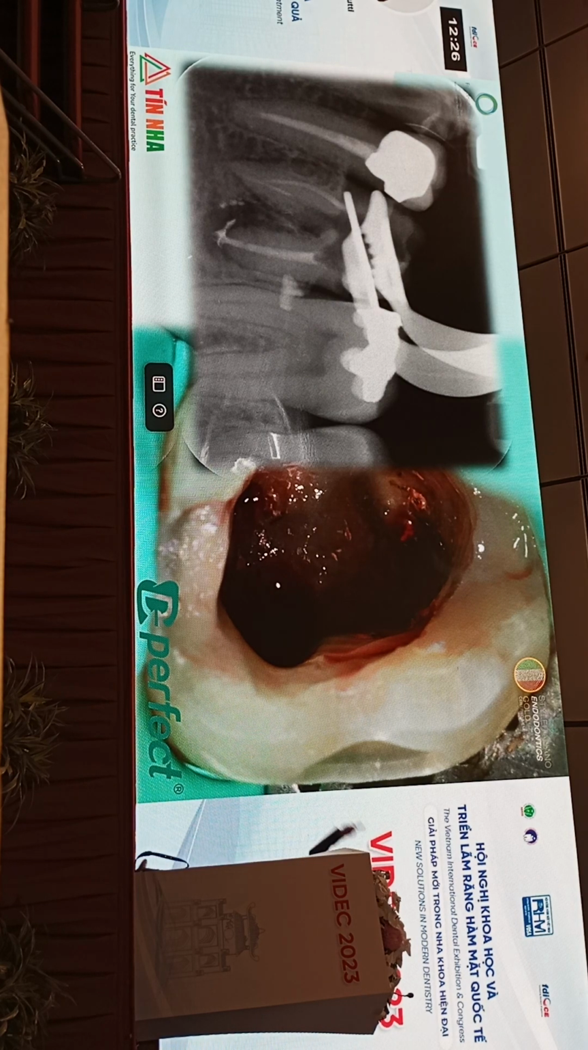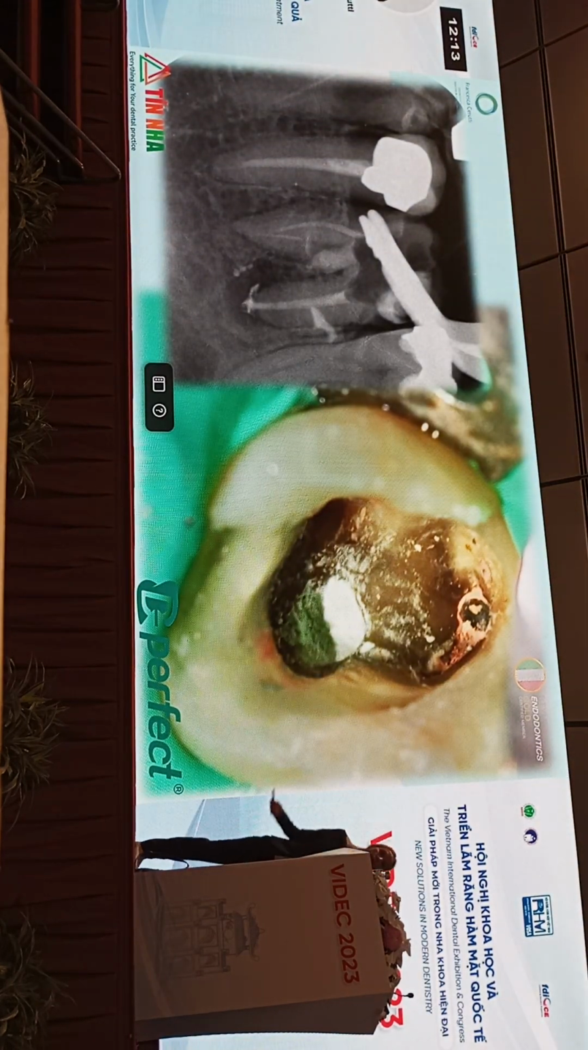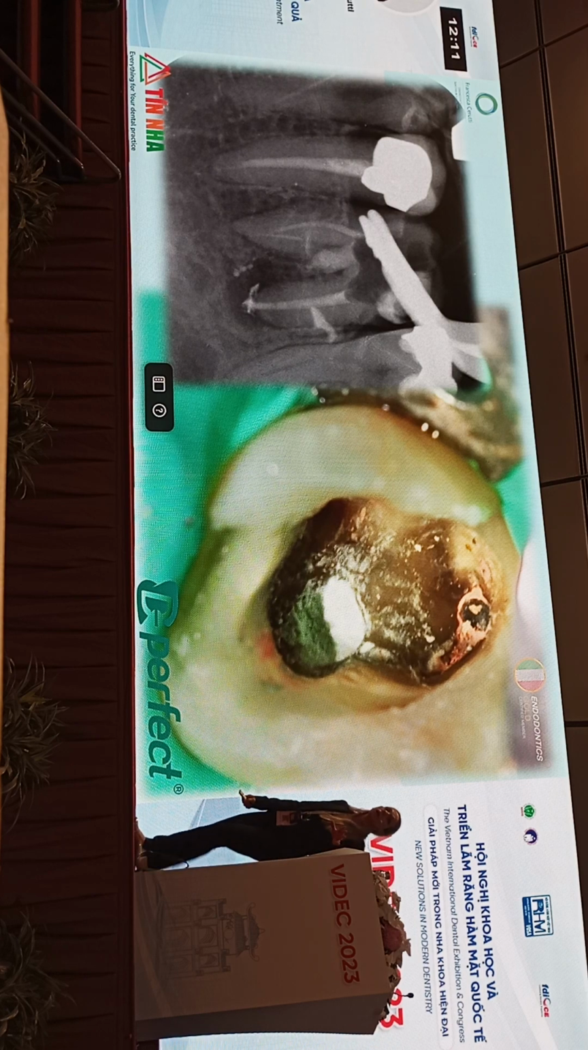So I had to remove the thermofill from the perforation, and you have this kind of situation, bleeding, because the periapical tissues are very inflamed. So the only thing I can do in this moment is to seal the perforation with MTA and wait.